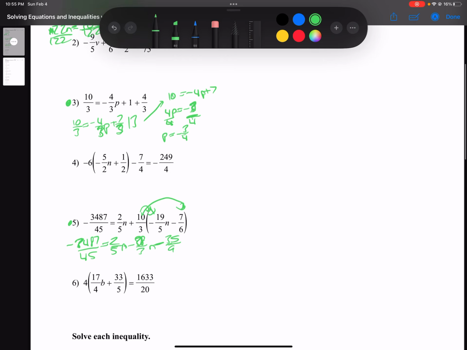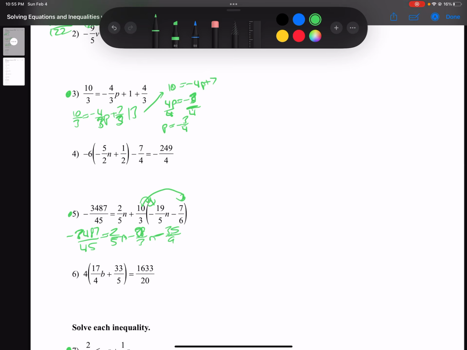Now we can combine, or actually first what we're going to do is multiply both sides by 45. So that big number right here, the negative 3,000 over 45. When you multiply 45 by 45, or 45 divided by 45 is 1. So that's going to be that big number, just the numerator, is equal to 2 over 5n times 45, which ends up being 18n, minus 38 over 3n times 45 is 570n, so minus 570n. And then minus 35 over 9 times 45 is 175.